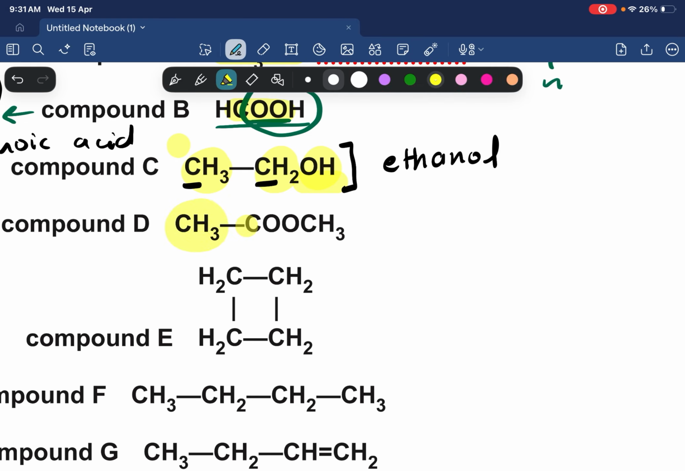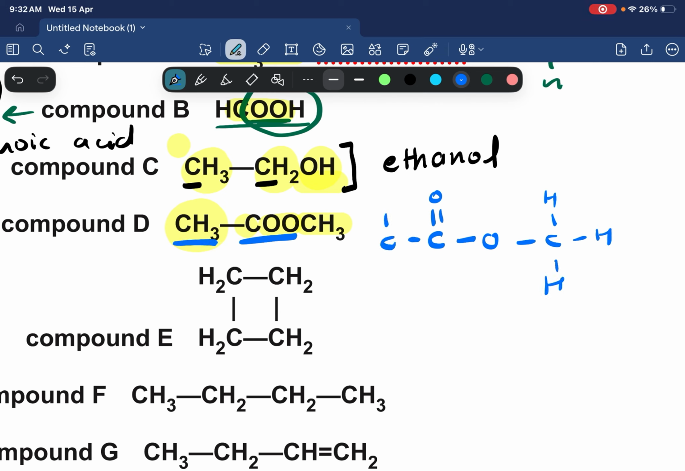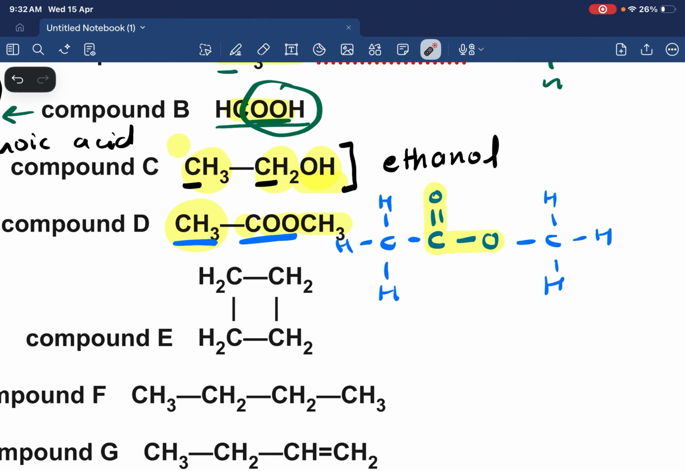Okay. Next you have CH3COOCH3. Now again, don't be intimidated by the CO. It's just very simple. It's just like C double bond O. This part is this. Then there's a CH3, which means there's a C with H, H and H. Don't worry. Just see the functional group. What is this functional group? C double bond O. What kind of functional group is this? This is an ester functional group.